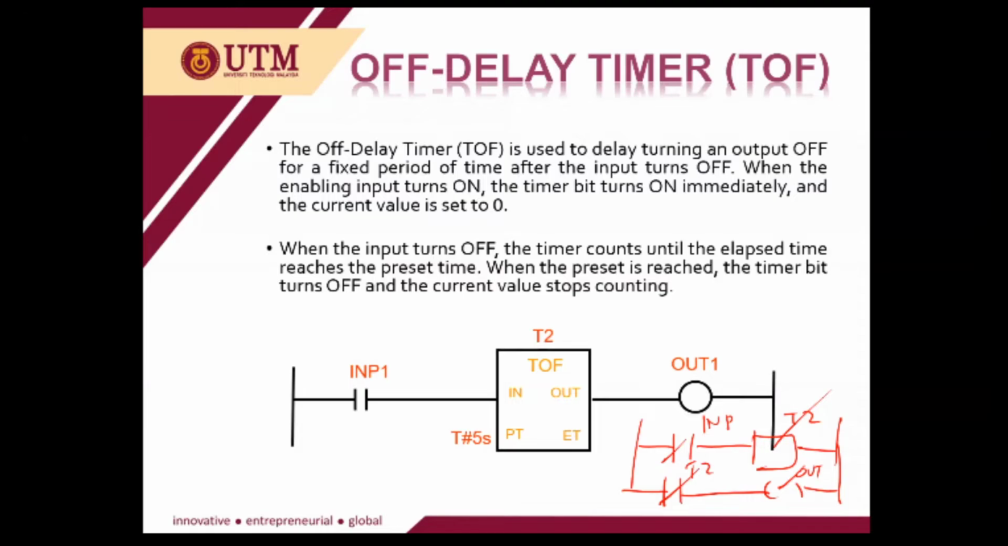The output of the timer will be high, or the contact of the timer will close, and you will get your output. You release your input, okay, the timer will start counting based on the preset time, for example, 5 here. After you release, 5 seconds later, the T2 contact will be deactivated and your output will be off. So it takes some time to switch off the output.